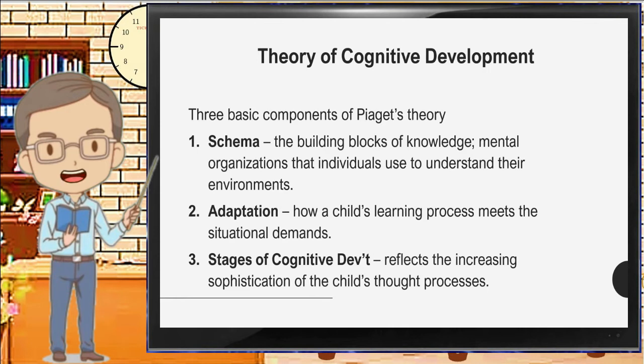First, we need to familiarize ourselves with the basic concepts of the theory of cognitive development. The first thing I want to share with you is the concept of schema. When we say schema, these are the building blocks of knowledge. Schemas are mental organizations that individuals use to understand their environment. When we say schema, these are beliefs, ideas, and thoughts. Sometimes they are automatic, sometimes they're easily accessible.